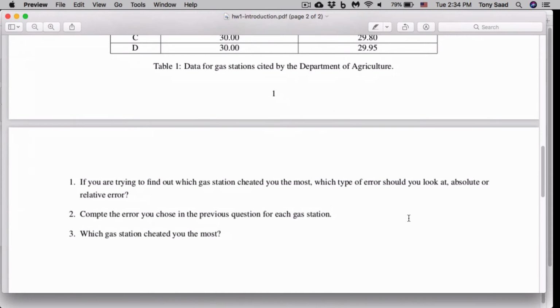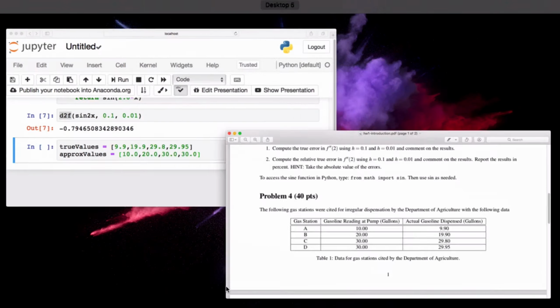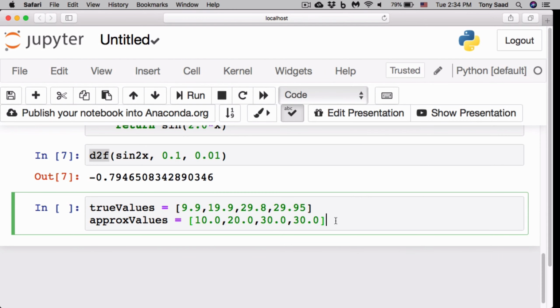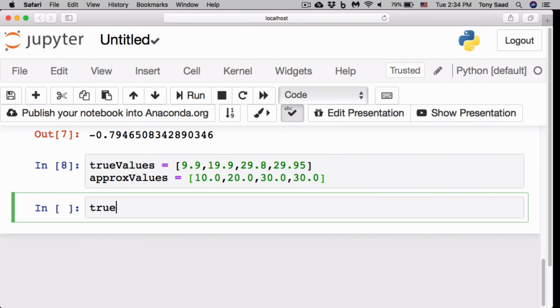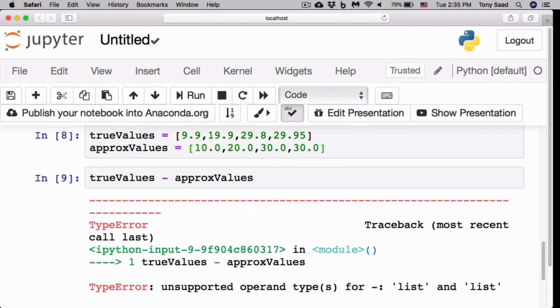Agreed. So I just took these two columns and put them in lists, okay? Now what I want to do to compute an error, I want to take the difference between these two. So let's see what happens if we try to take the difference between these two lists. So let's say true values minus approx values. What happens? You get an error, okay?